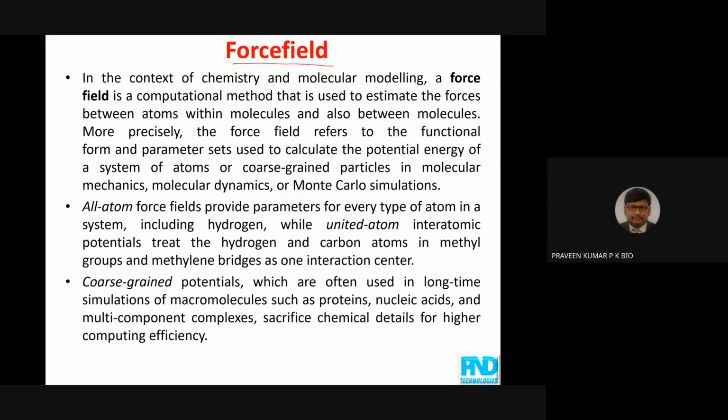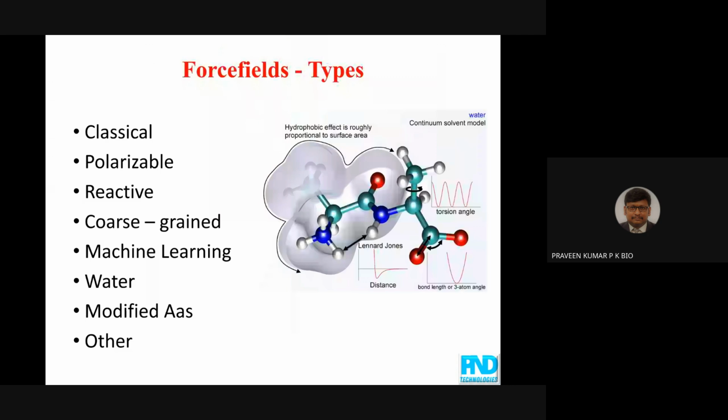Now, what are force fields? These are used to calculate the forces of atoms, of macromolecules or micromolecules. If you want to calculate the forces of ligands or receptors, we can use force fields. There are types of force fields: number one is the classical force field, then polarizable, reactive, and coarse-grained. Using machine learning, we can predict force fields. Water, modified amino acids, and other methods are also available.